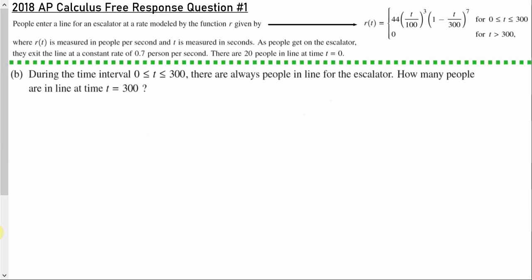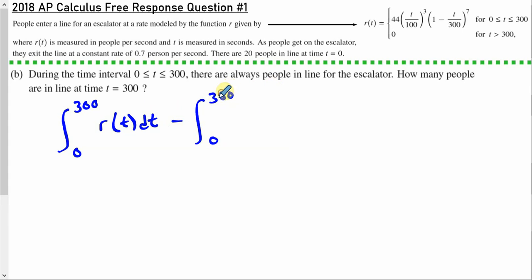All right, question B. It says there are always people in line in those 300 seconds. How many people are in line at the end, at the 300 second mark itself? Well, we got to figure out each piece. How many people enter in 300 seconds? And we know this answer from the previous problem. Subtracting how many people leave, which is a constant rate of 0.7. I suppose you could have written these together. It doesn't really matter. And there are 20 people in the beginning. So the answer to this gives you how many people are in line at 300 seconds.